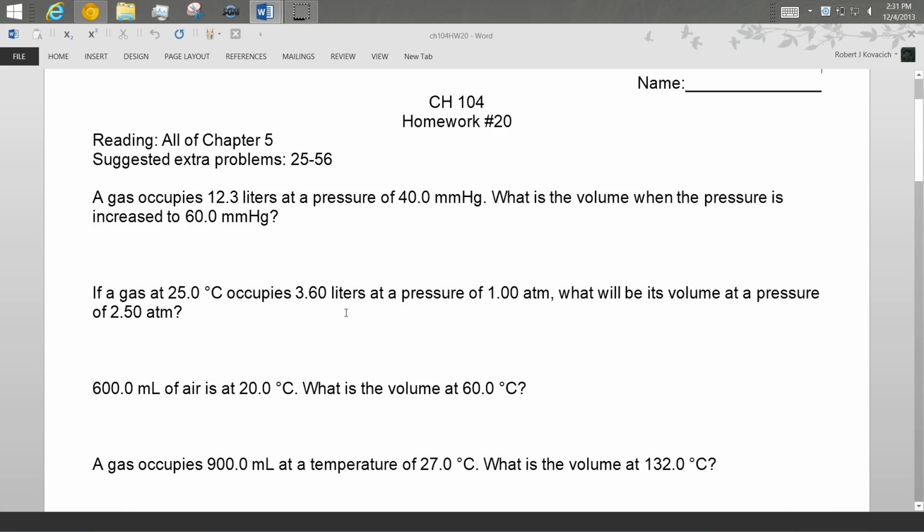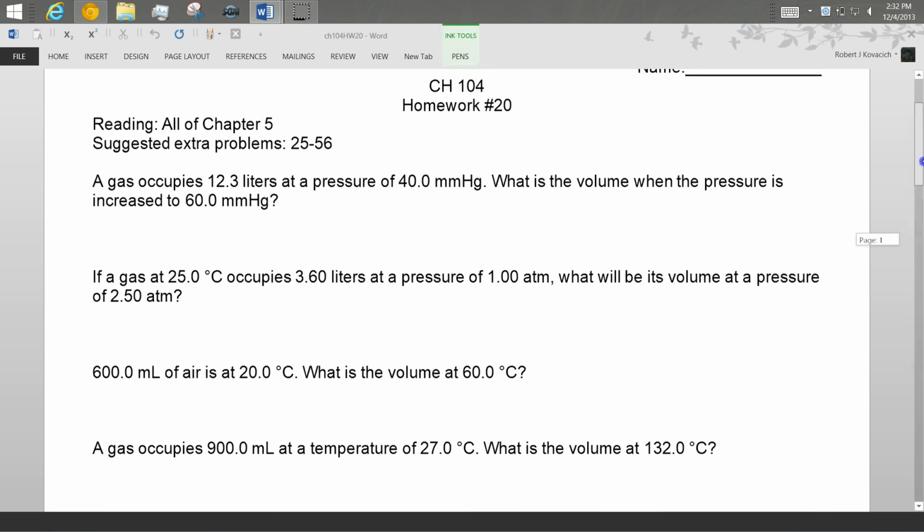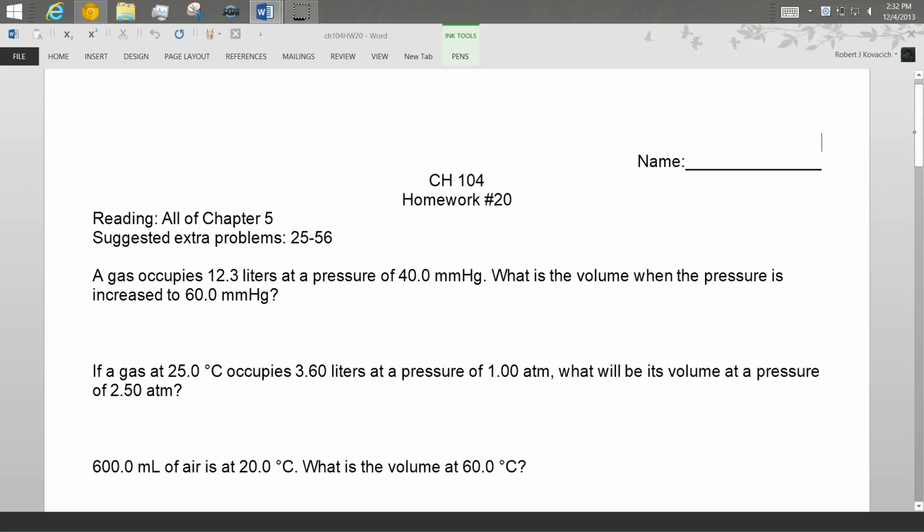Alrighty, let's go ahead and take care of the homework. So gas occupies 12.3 liters at a pressure of 40, increased to 60. So in this particular problem, we're looking for a pressure, right? So what I need is when I'm done with my calculation, no, we're not looking for pressure. We're looking for a volume. When I'm done with this, I need to make sure that I've got a volume. And so the volume that I'm looking for looks like it's going to be liters. So I need some kind of liters here.